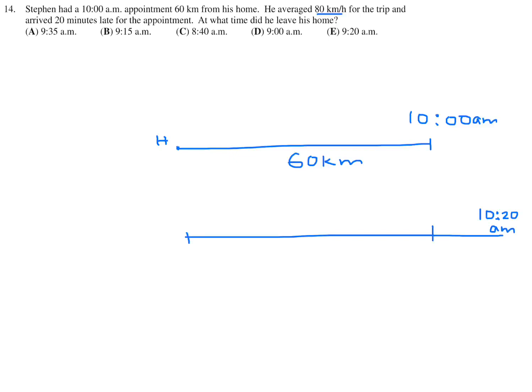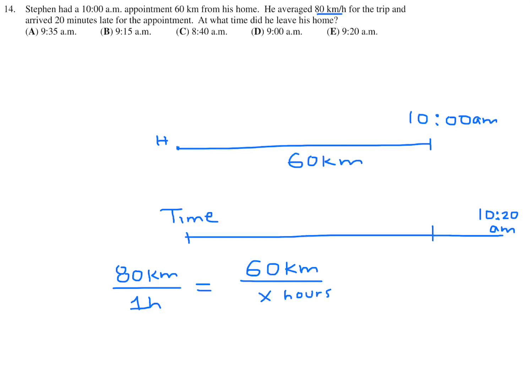At what time did he leave his house? All right. So 80 kilometers in 1 hour is the speed he's traveling at, and his distance is 60 kilometers, and we want to figure out the time. So x hours. This is 1 hour.